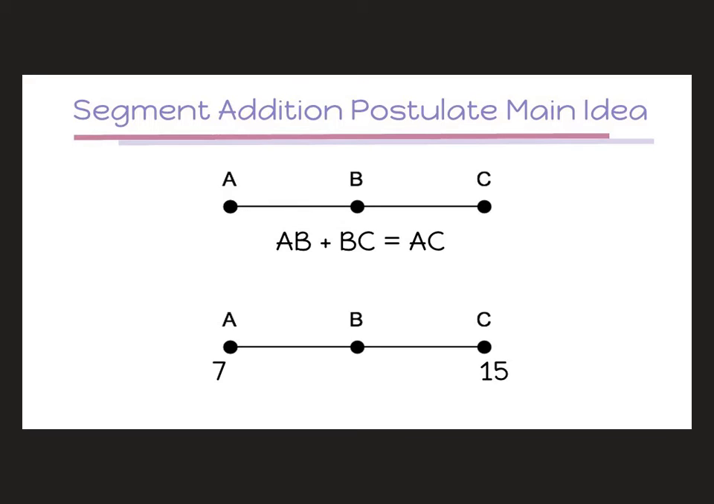The second topic we're going to review is segment addition postulate, and this is the main idea. So the main idea is if I have this piece of the segment, AB, plus this piece of the segment, BC, it equals the larger segment, AC. So again, it's this small part, AB, plus the small part, BC, equals the entire thing. If we think about it with numbers, if AB is 7 and BC is 15, the entire thing would be 22. So that's the main idea behind segment addition postulate.